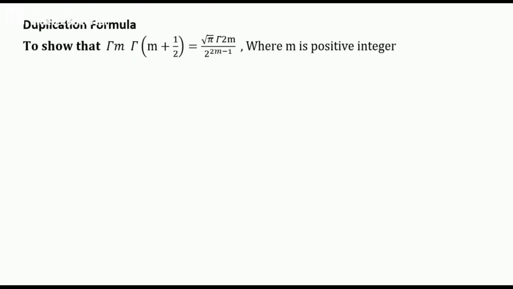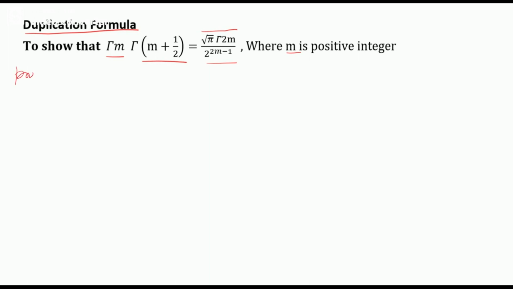Now there is also one important formula that is called the duplication formula. In that formula, we show that gamma m plus 1 by 2 is equal to root pi gamma 2m upon 2 raised to power 2m minus 1, where m is a positive integer.